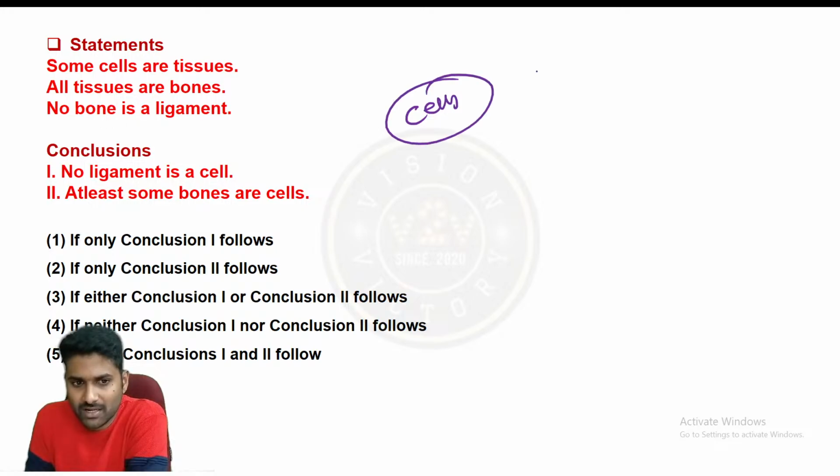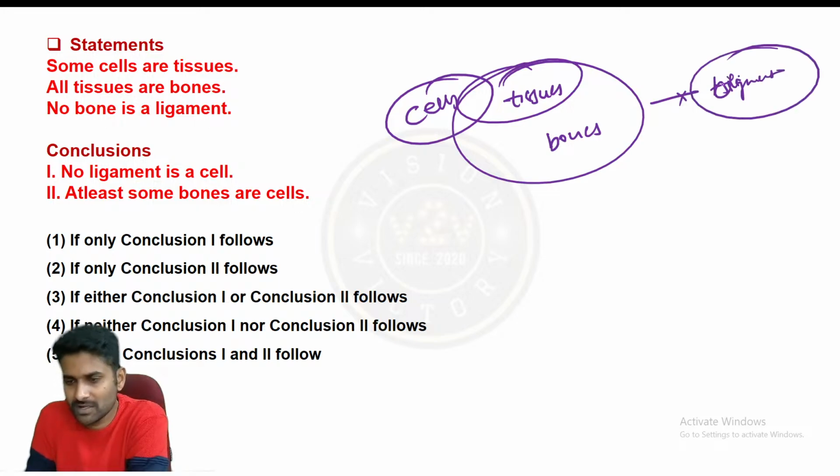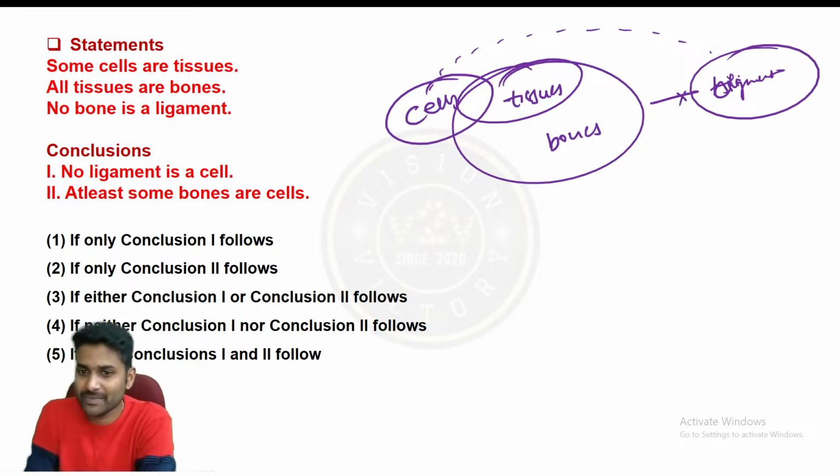Some cells are tissues. All tissues are bones. No bone is ligament. Now the conclusion: no ligament is a cell. Guys, we can assume a relation between ligament and cell. Some cells can be a ligament, all ligaments can be a cell, some ligaments can be a cell. So we have a relation between those objects.